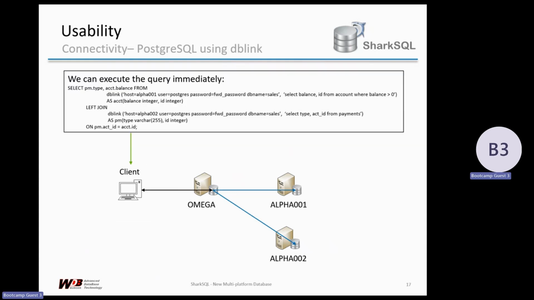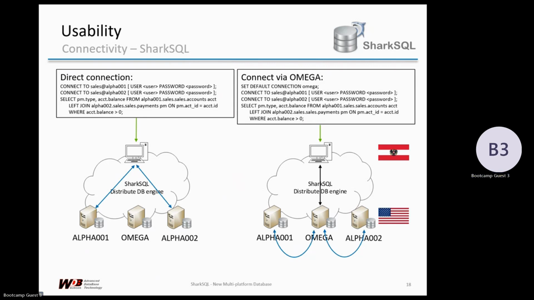There's an alternative way. You can use the DB link, but then the SQL statement becomes a bit strange. You have to know the syntax for this. Well, let's talk about how it's done in SharkSQL. In SharkSQL, you do not have to do much. You have Alpha and Omega; you can ignore Omega and directly access it. You just say connect to database sales on Alpha with the credentials, run your statement.